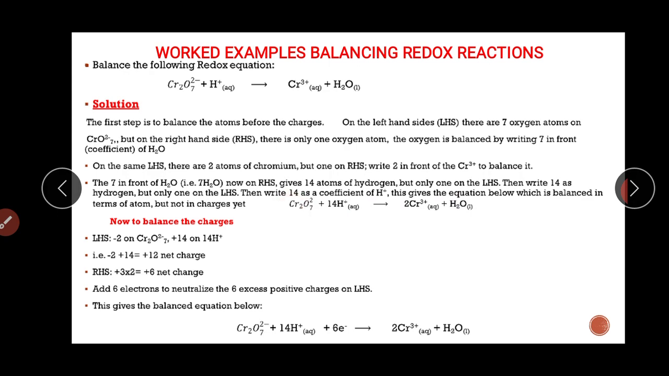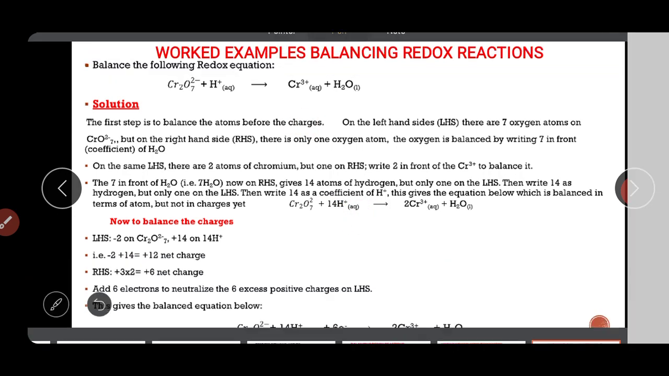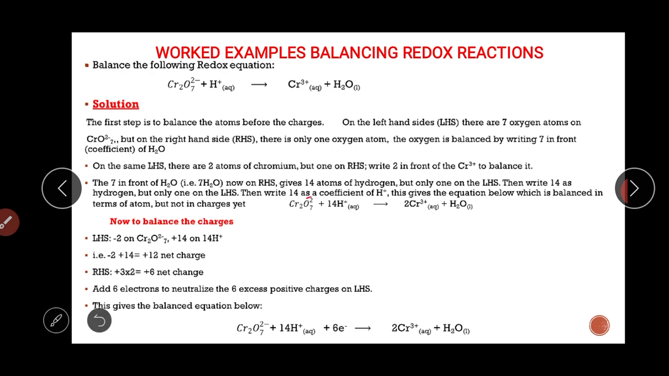Let's balance the charge. On the left hand side, this is -2 and this is +1. So on the left hand side, what do you have? You have 14 times 1, we have 14 of H plus, and we have this one to be -2. So here we have -2 and we have 14 here. So on the left hand side there, we have 12.